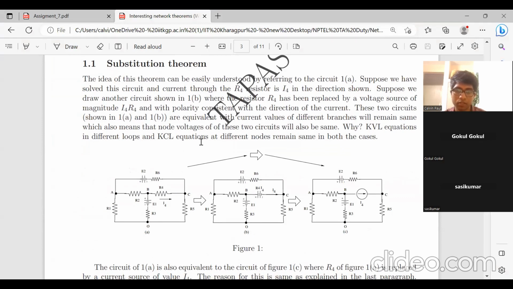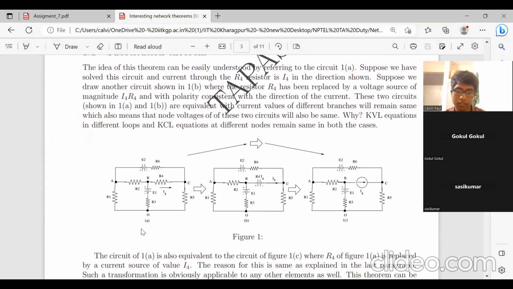So let us consider this circuit figure 1A. There are two voltage sources, E1, E2. They are the independent voltage sources which are generating voltage across them. Like you can consider them to be batteries. And we have passive elements which are resistors, R1, R2, R3, R4, R5, and R6. So these are the various elements which are present.